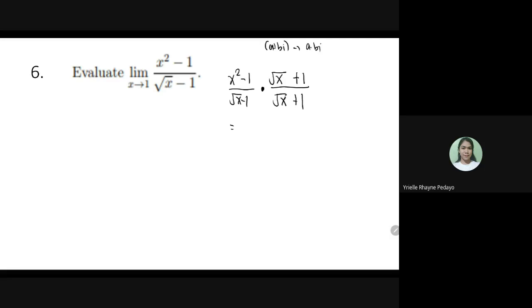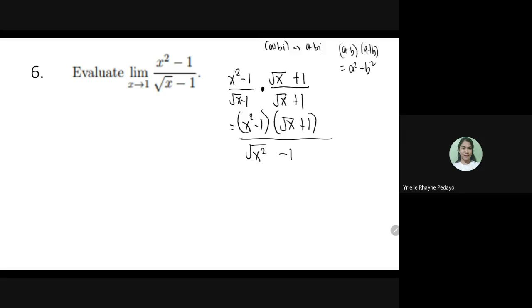You don't need to multiply. You don't need to distribute. You just put the square root of x plus 1 multiplied by x squared minus 1 all over, here we have x squared minus 1. It's like a minus b times a plus b. The answer there is a squared minus b squared. That's the concept in the denominator.